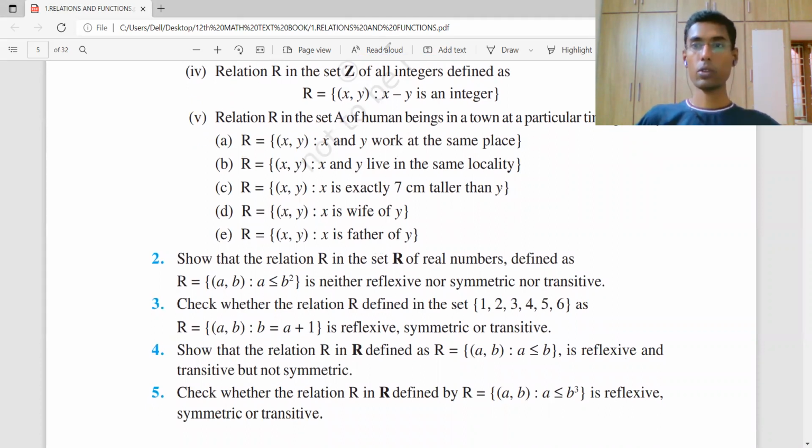All right, so let's go for 4. What do you think about 4? So the fourth one, it's not reflexive.